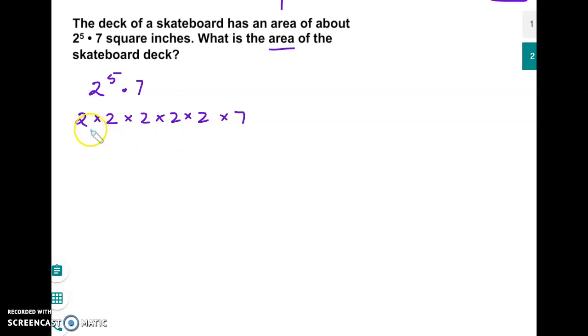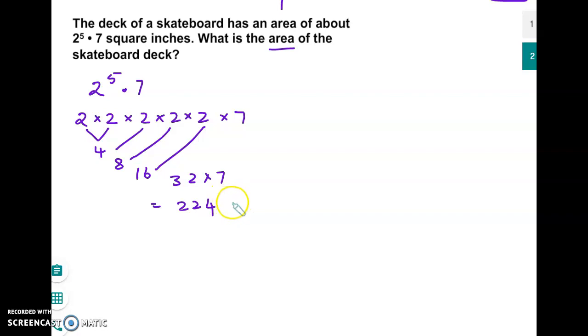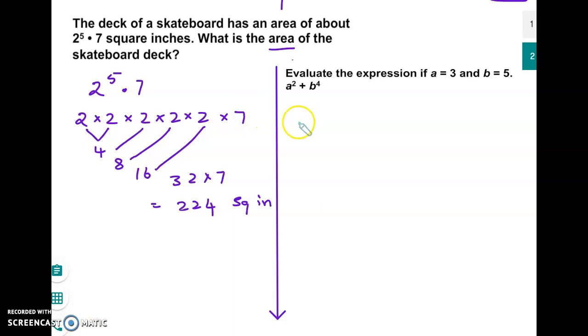So 2 times 2, it's 4. 4 times 2, that is 8. 8 times 2, that is 16. Times 2, that is 32. Times 7, we're going to end up with 224 square inches. Now let's look into another example.